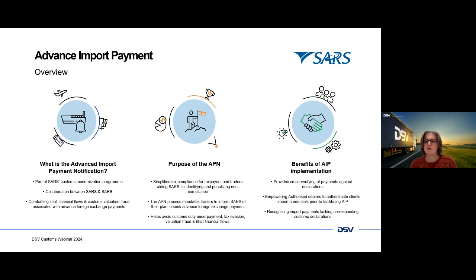For a number of clients on the call, you may have already done the process, as it was officially implemented the 1st of December with the authorized dealers. However, if you haven't as yet, you should be able to see it on your e-filing, and there's a section on the APN. We will be giving out a handout at the end via your account managers that gives you all the links to the SARS website that goes into the details on this particular point.